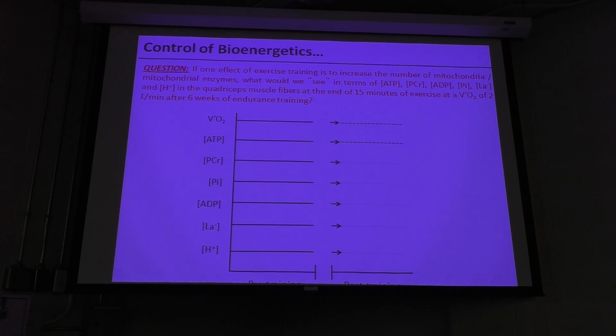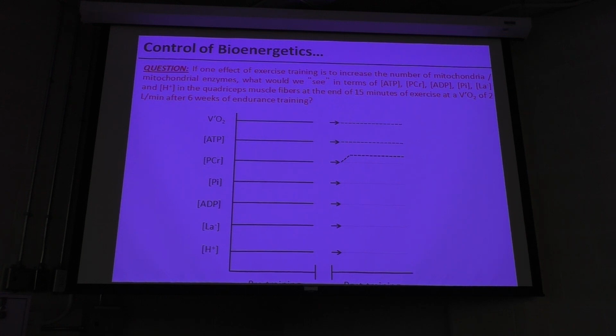So you have an increase in the number of mitochondria and the number of mitochondrial enzymes. So to support this given VO2 and this given ATP demand, will you have more or less phosphocreatine degradation? Less. So your phosphocreatine levels in the muscle will be higher because you're utilizing phosphocreatine less to rephosphorylate ADP into ATP.